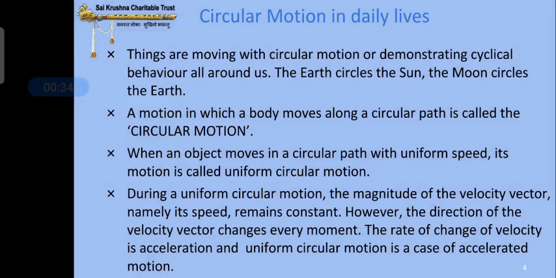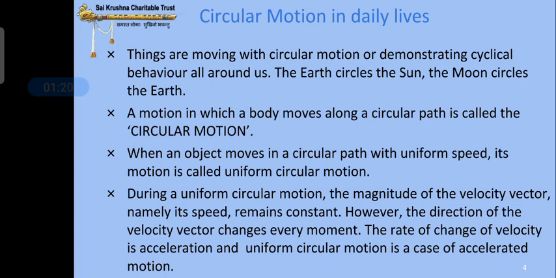Circular motion in daily life. Things are moving with circular motion or demonstrating cyclical behavior all around us. The earth circles the sun and the moon circles the earth. These are two examples that we see in our daily lives. What do you understand by circular motion? A motion in which a body moves along a circular path is called circular motion. Whenever a body is moving in a circular path, that body is having circular motion.